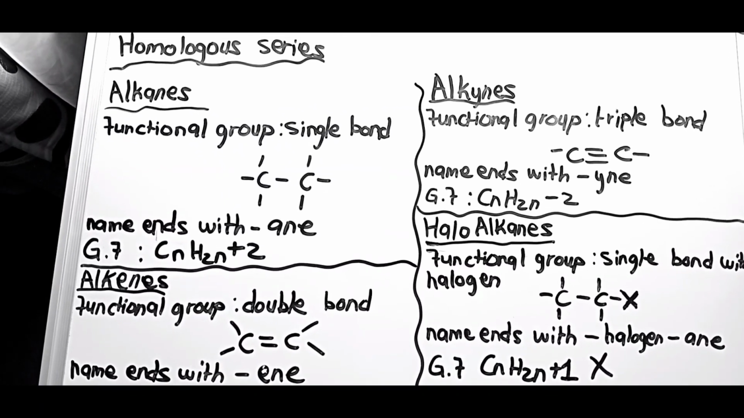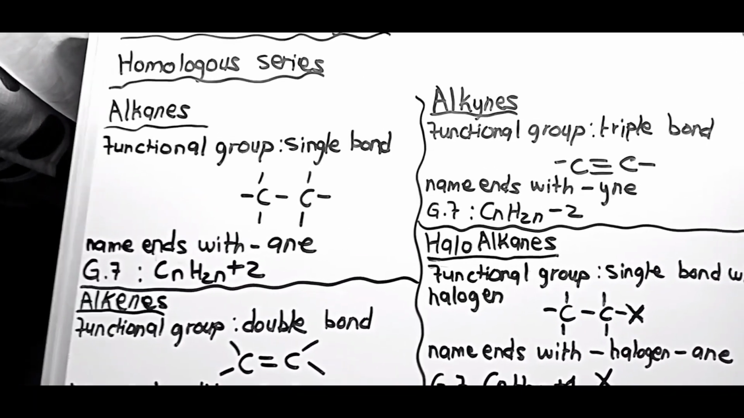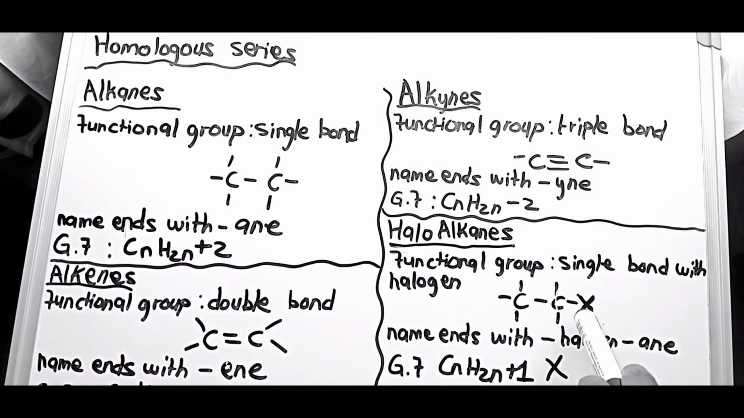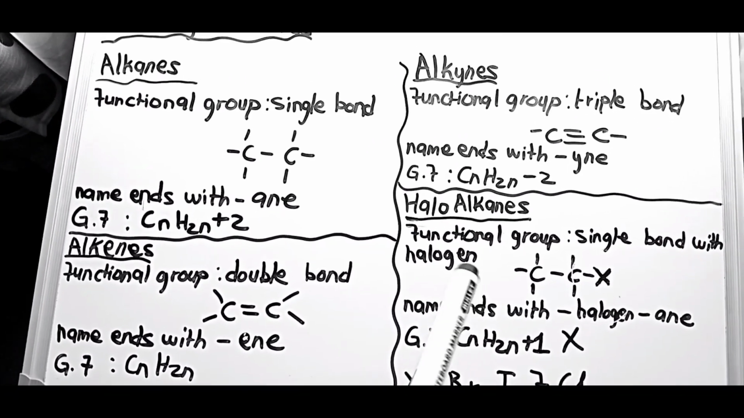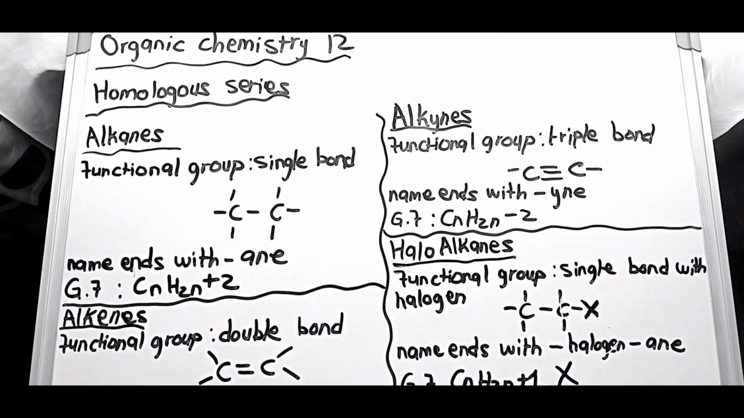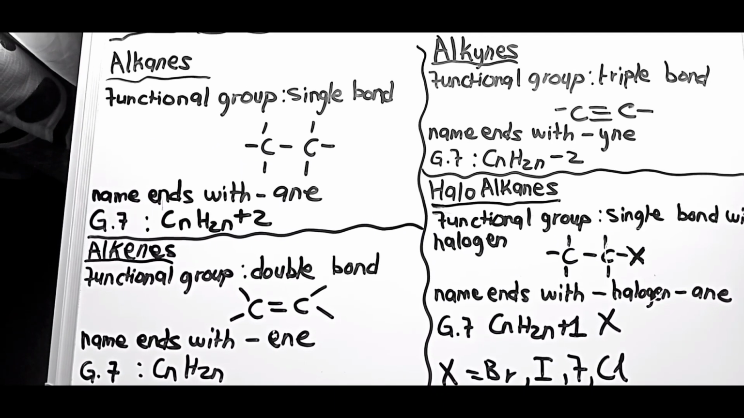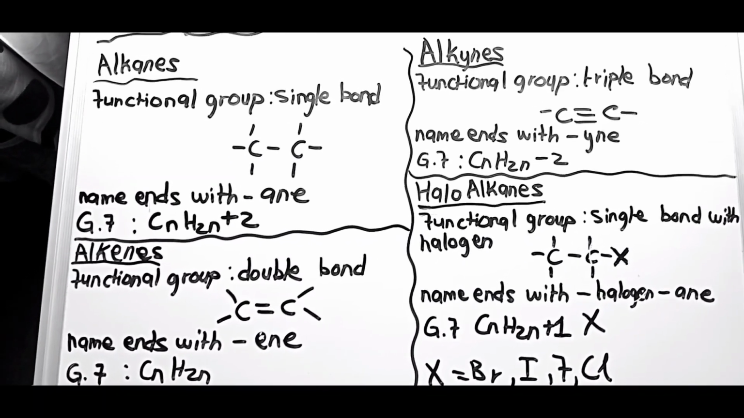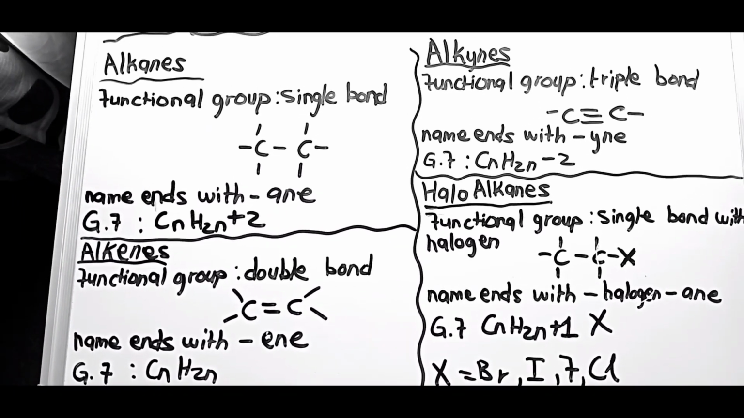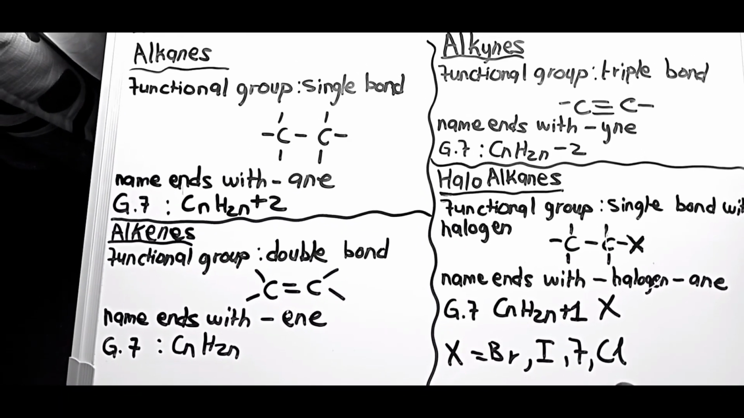Halogen with an alkane. So the functional group for the haloalkane is the single bond with halogen. The X represents the halogen. So the name begins with the halogen, like bromomethane, bromopentane, chlorohexane, and so forth. The general formula is CnH2n plus 1 with an X on the other side. Note that the X represents the halogens, which are the bromine, iodine, fluorine, and also the chlorine.